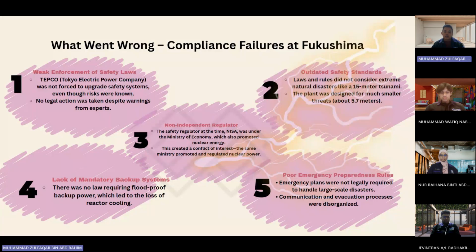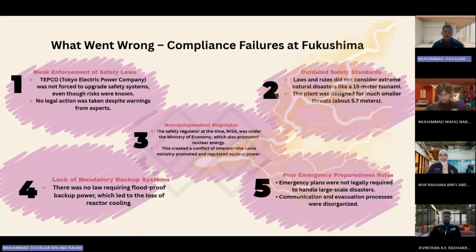For the second, is outdated safety standard. Law and rule did not consider extreme natural disaster like a 50-meter tsunami. The plan was designed for much smaller threat, about 5.7 meter.